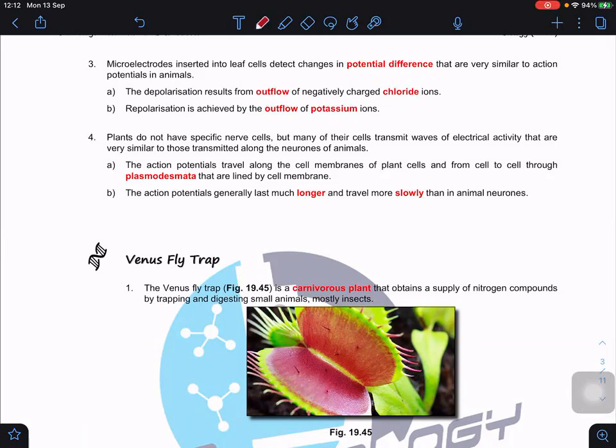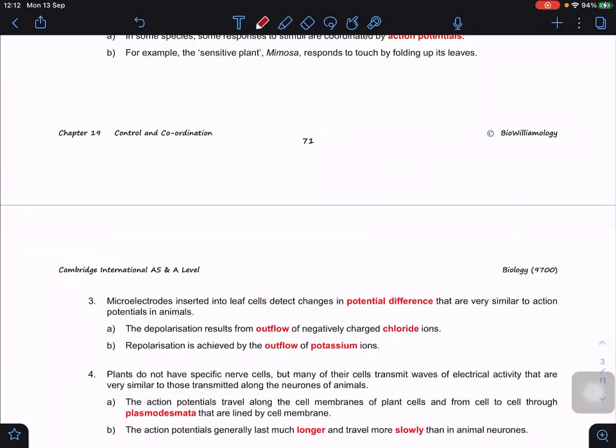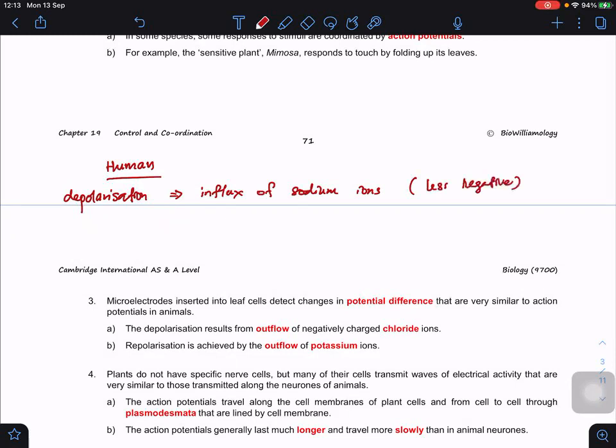A little bit different, because if you look at mammals or humans, our depolarization is characterized by the influx of sodium ions, making the membrane potential become less negative, right? But in some plants, their depolarization is actually the efflux of chloride ions, which is the one that moves out.